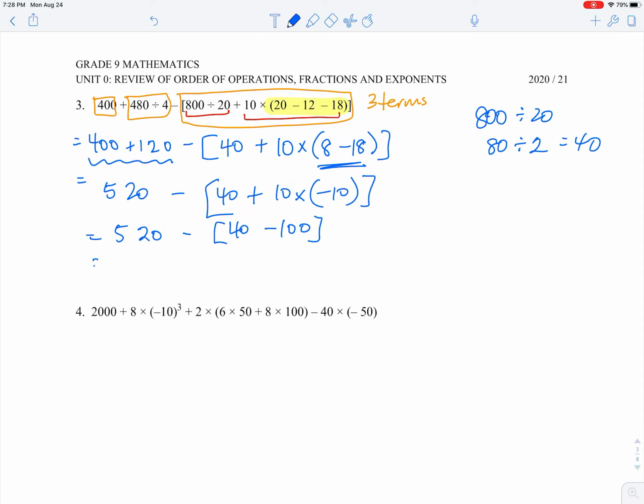So 520 minus, inside the brackets, 40 take away 100. The difference is 60, and it's going to be below 0, so it's going to be minus 60. So I get 520 minus 60, which is the same as 520 plus 60. So I get 580.